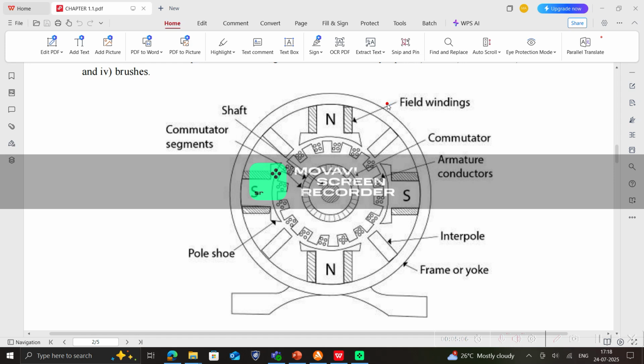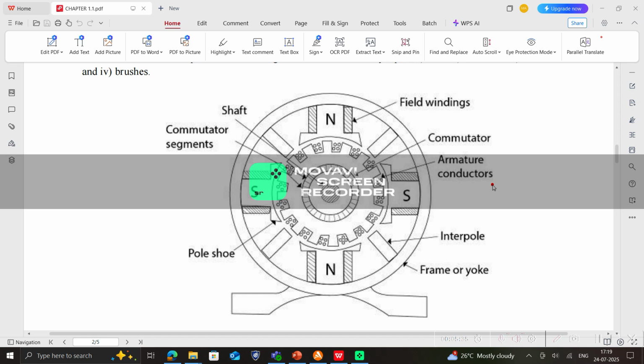Then on our armature side, you can see these armature conductors which are placed inside these armature slots. Here there are 4 conductors in a single slot. You can see, right? 4 conductors in a single slot. Conductors are placed inside these armature slots. So armature is nothing but the assembly of conductors.